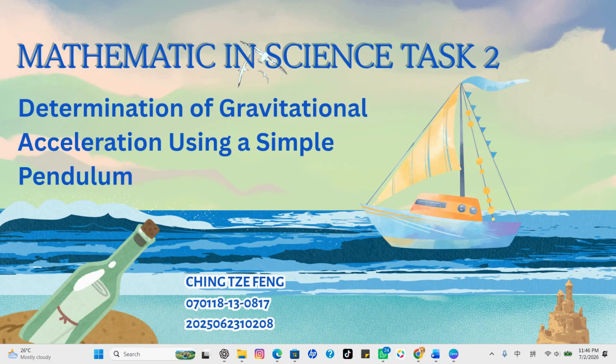Today I will present my Mathematics in Science project, Task 2, which is about determining the acceleration due to gravity using a simple pendulum. This experiment also compares two different graph plotting methods, which are freehand graph drawing and GSP graphical software plotter, and investigates whether different methods affect the period of oscillation.